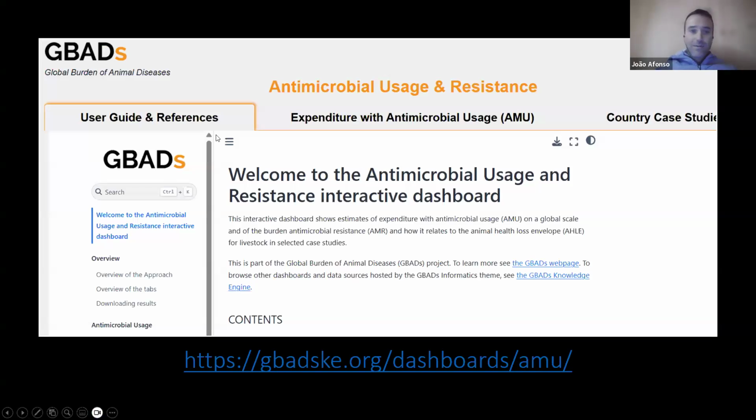So on the top right-hand corner, you'll have the QR code that will direct you to the dashboards. You also have the link beneath the screenshot. The dashboard has three main tabs. The first one is about the user guide and references that provide the scientific support and the rationale for the work that we have conducted. We then have a tab on expenditure with antimicrobial usage, and lastly, the country case studies.